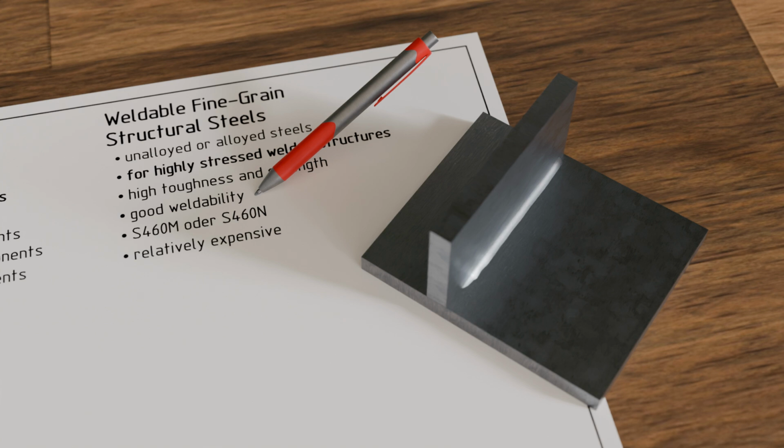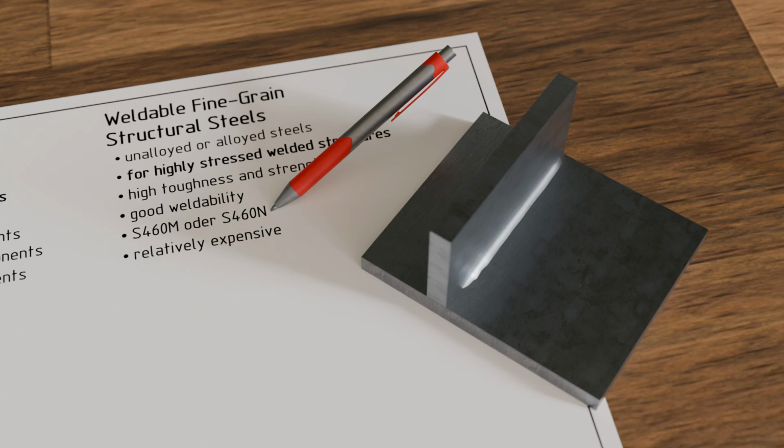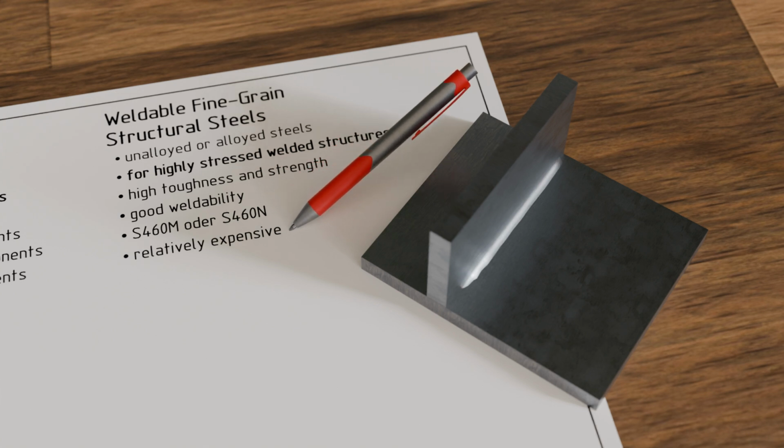The grain sizes in the microstructure of fine-grained structural steels are approximately 20 micrometers in diameter. Weldable fine-grained structural steels can be either non-alloyed quality steels or alloyed stainless steels, such as steels S460M or S460N. These are characterized by high strength, with a yield strength of 460 newtons per square millimeter, along with good weldability. Due to the relatively complex manufacturing process involving grain refinement with additives such as niobium, vanadium, or titanium, these steels are more expensive than standard structural steels.